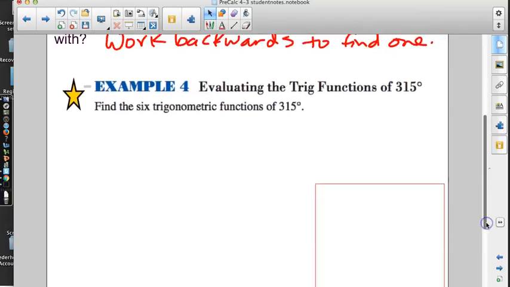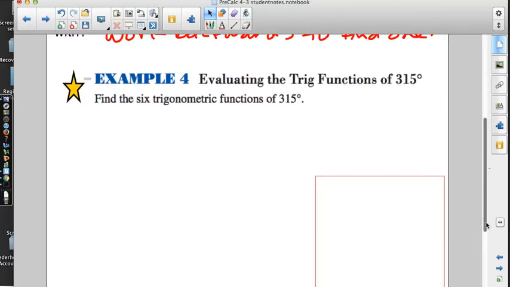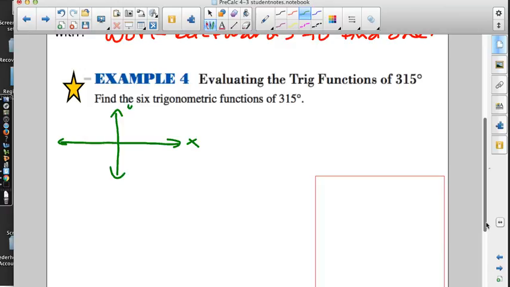So this one says we're going to evaluate the trig functions of 315 degrees. And we're not using a calculator. We're going to make a drawing. And we're going to see what is it about 315 that's so special. That's something we should already know. So let's see. Starting there, we're going 270. And then we'd have to go a little bit more. How much more?